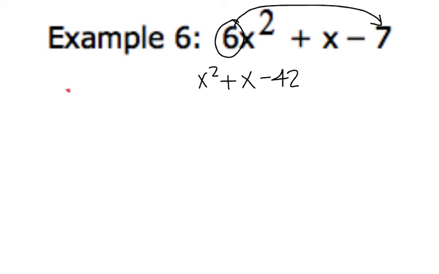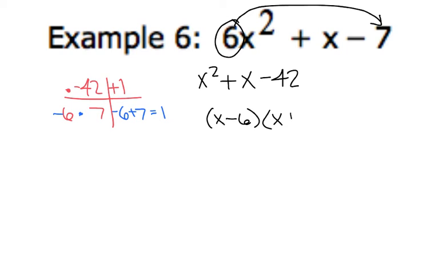So we need two numbers that are going to multiply to negative 42 and add up to positive 1 this time. All right, so I know the numbers are going to be 6 and 7, but this time, I think I'm going to be making the 6 negative. So negative 6 times 7 is negative 42, and negative 6 plus 7 is positive 1, which is what we needed. So essentially, we would have x minus 6 times x plus 7.